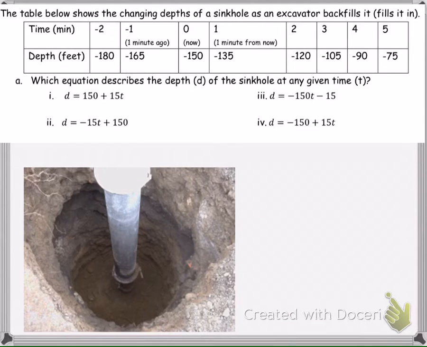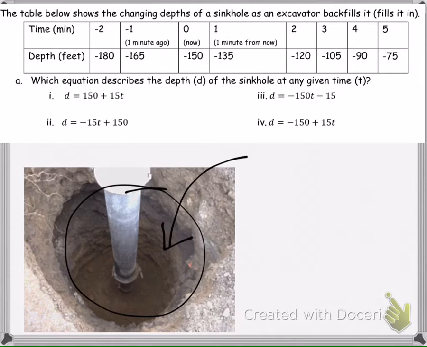We are given a table that shows changing depths of a sinkhole as an excavator backfills it. So just to make sure we understand, we have a hole, and we're filling it back up.